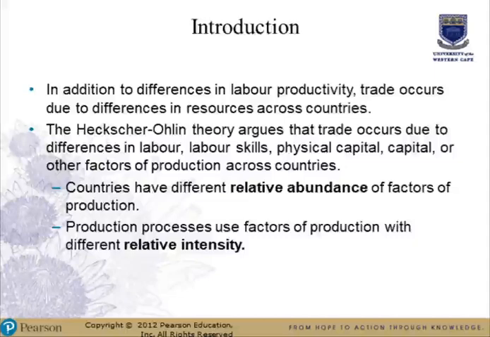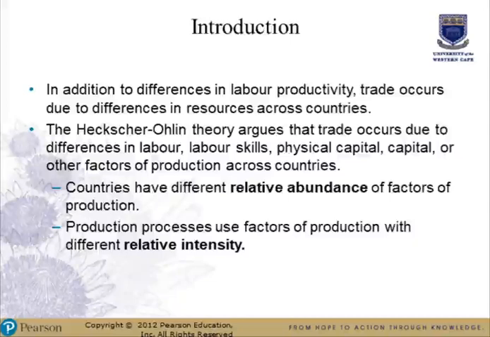Based on these differences in labor, physical capital, and other factors of production across countries, the Heckscher-Ohlin model argues for beneficial international trade. Before we start looking at the Heckscher-Ohlin model, let us start by outlining the assumptions of the model. The first assumption is that we have two countries. The second assumption is we have two goods. The third assumption is that we have two factors of production, which are labor and capital. And then the fourth assumption is that the mix of labor and capital used varies across goods.